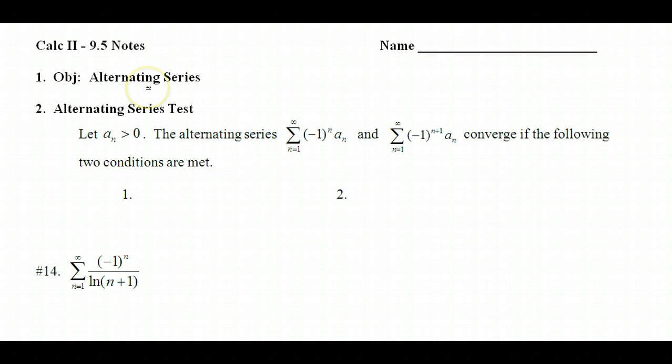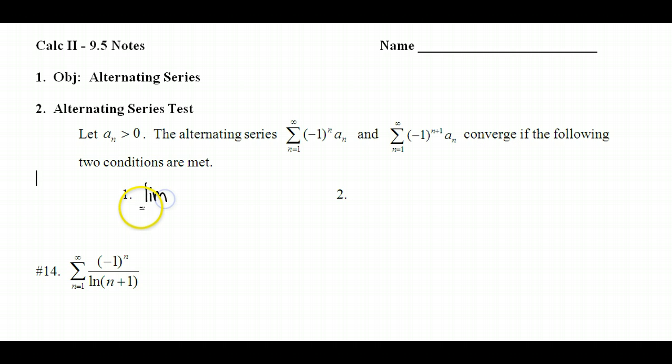alternating series. So if we just look at our alternating series test, we're going to let a sub n be greater than 0. And so with an alternating series, it's obviously alternating in these two situations, because you can either have -1 to the power of n or -1 to the power of n plus 1. But both of those situations are going to make it alternating. And then we will need to identify what is this a sub n. Well, these series will converge if the following two conditions are met. And they're very easy conditions.